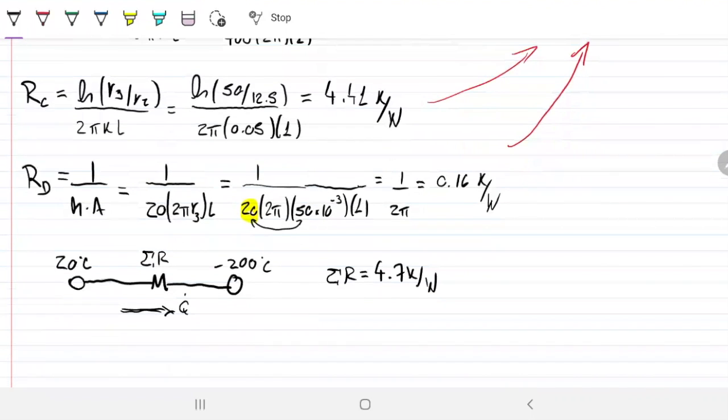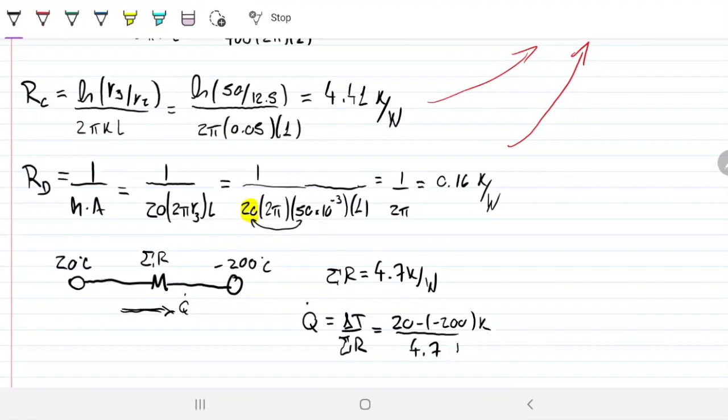And if we do our Q equals delta T over the sum of all the R's, that will be 20 minus the minus 200 divided by 4.7. And this can be Kelvin or watts. This will be Kelvin or watts, and this will be 46.8 watts. Now, something to be aware of, okay?